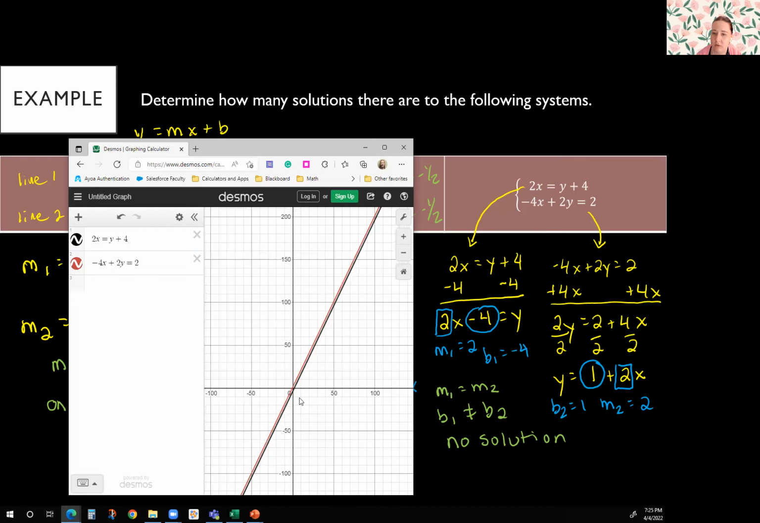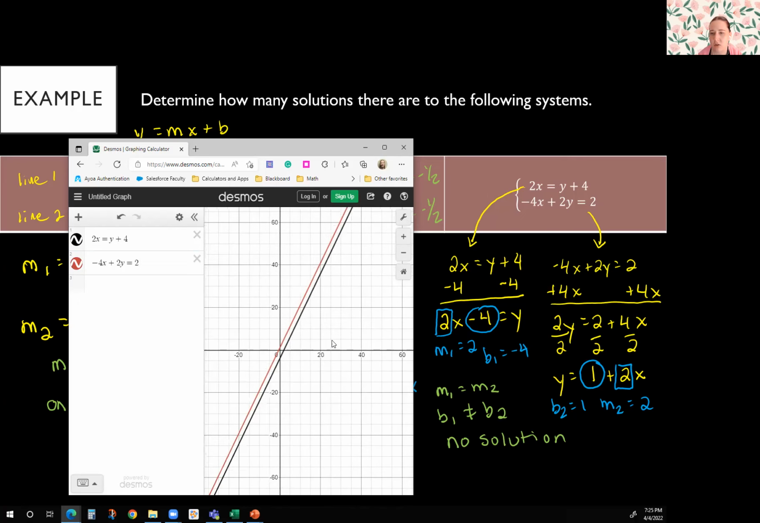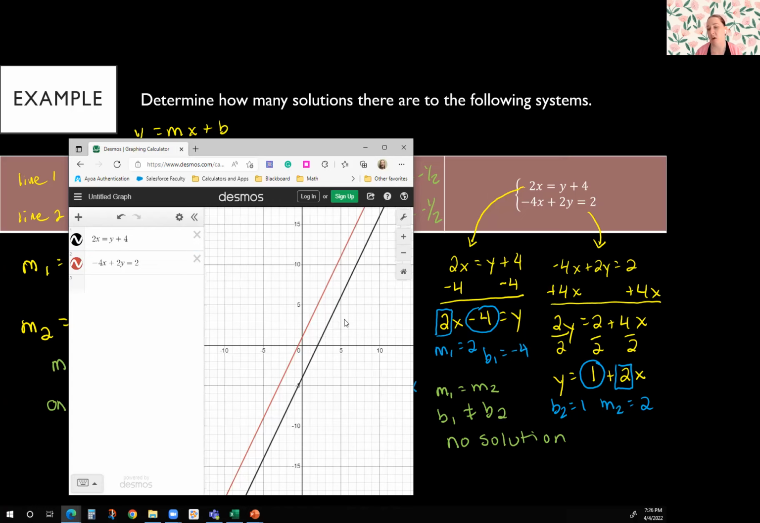And you can zoom out and they're never going to intersect. If you zoom out enough, it's going to look like they're overlapping, but they're not. They're never actually going to intersect. And this is because they have the same slope, but their y-intercepts are different. So there is no solution to this system because there is no intersection point.